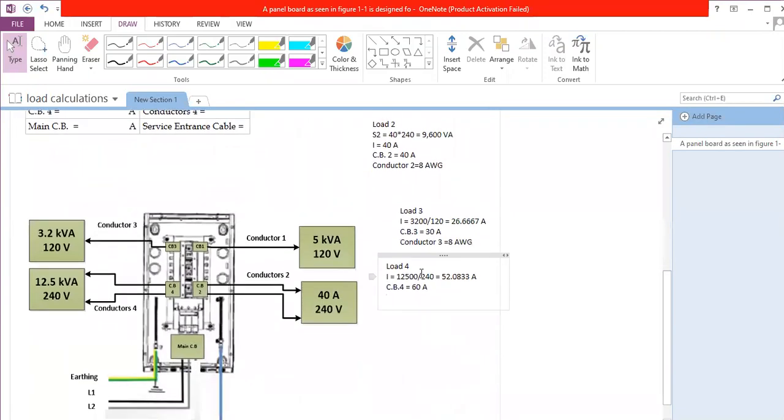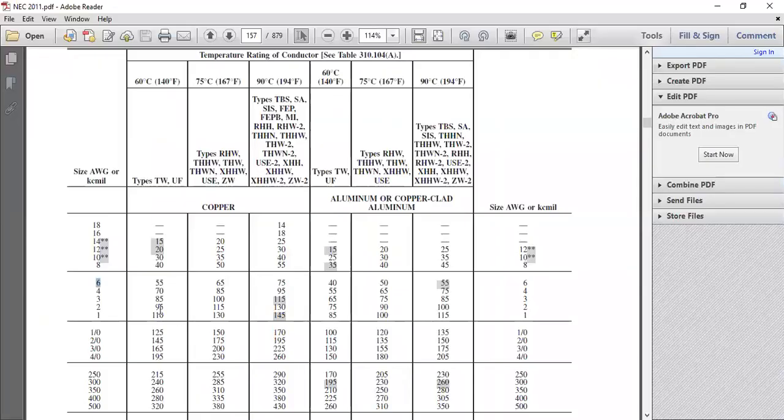Now, the last part is the conductor number 4. We have to go to the table. Here it is. Here is the table, and I will look for 60. I have 55, then I have 70. So I cannot choose 55, so I go to 70, which is 4 AWG.